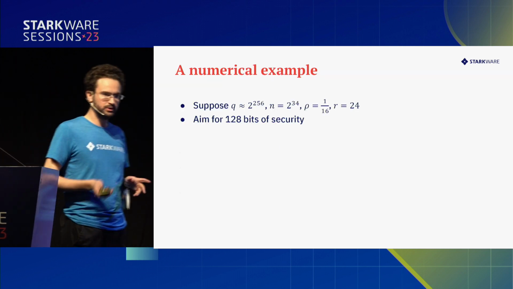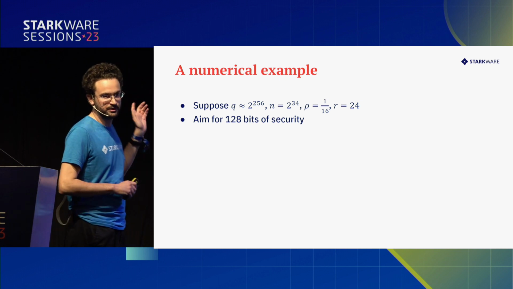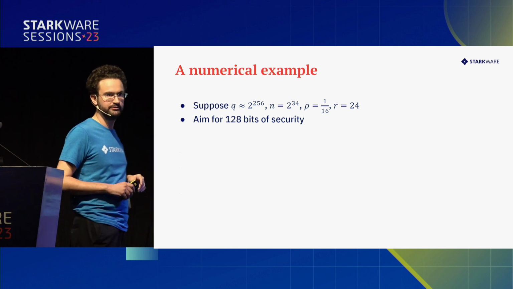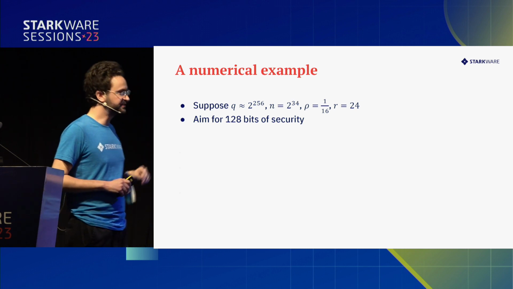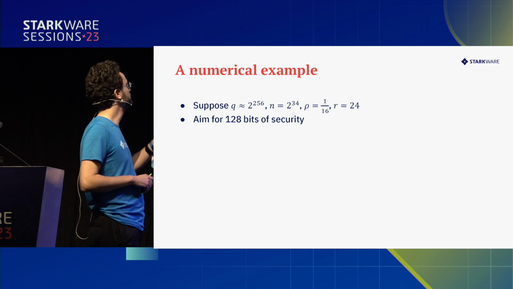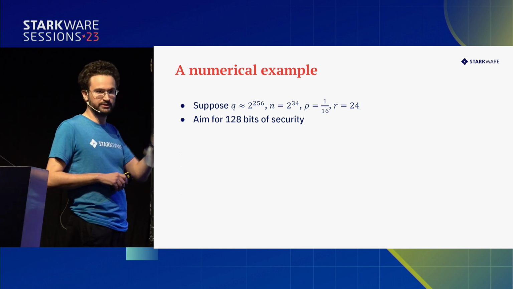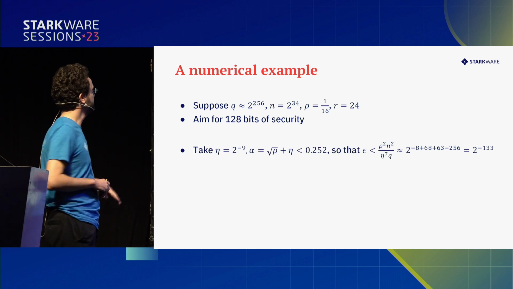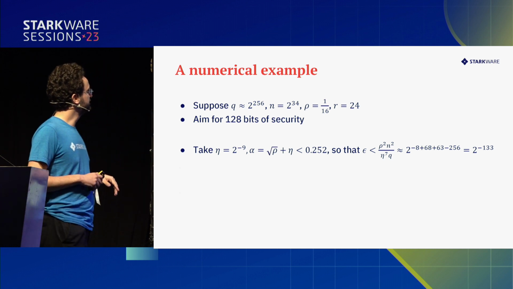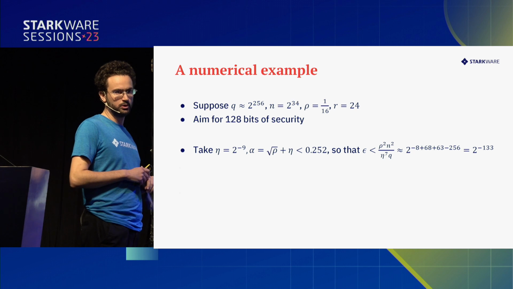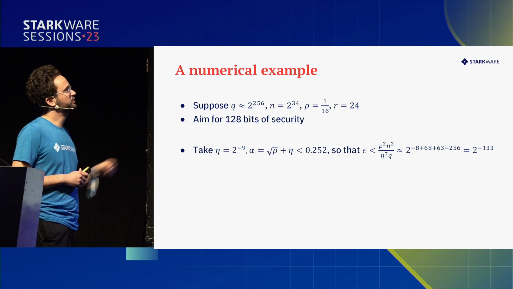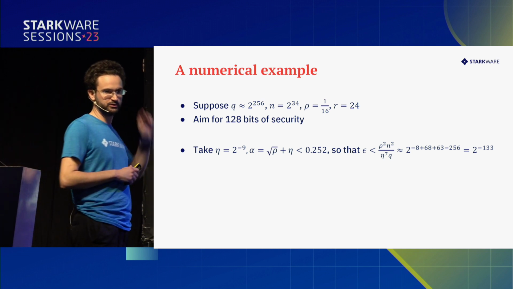Right, so let's do a numerical example of this. If the field size is about 250 bits, our block size is about 34 bits, which is actually slightly bigger than we have in our Stark proofs. The rate is 1/16, which is exactly right, and the number of rounds doesn't really matter, but let's say 24, so we end up with a block size of 2 to the 10 at the final round, but it really doesn't matter. And say we want 128 bits of security, then we can take in that theorem eta to be 2 to the minus 9, then alpha is just slightly bigger than 1/4, and we get that epsilon, this thing, will be less than 2 to the minus 133, so less than 2 to the minus 128.